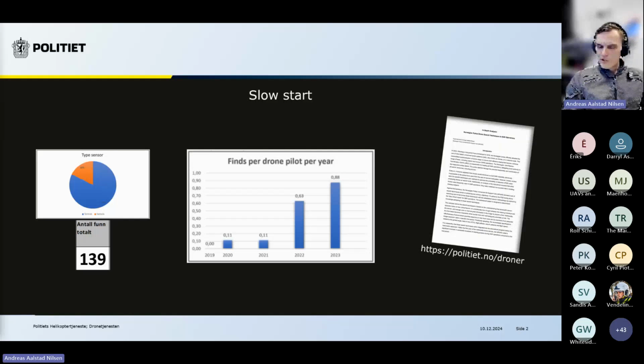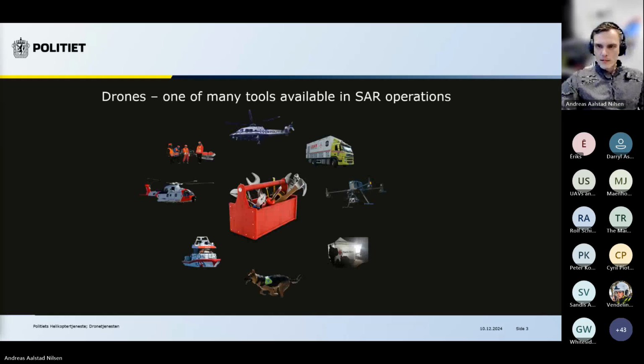We have published a white paper detailing these techniques. It's available for everyone at politiet.no/droner for you to download if you want a closer look. So let's take a deeper dive.